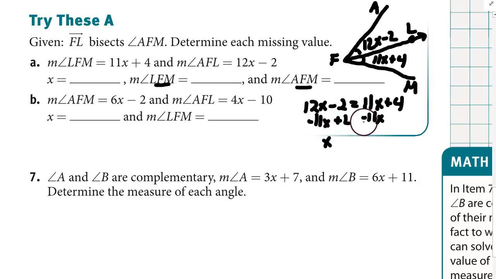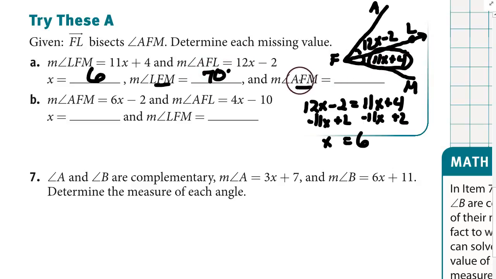Then add 2 to both sides, and we get x equals 6, which we can fill in on the blank. Now we want to know angle LFM. So look in the drawing. LFM has this expression. That's where we fill in 6. So 11 times 6 is 66, plus 4 is 70 degrees.